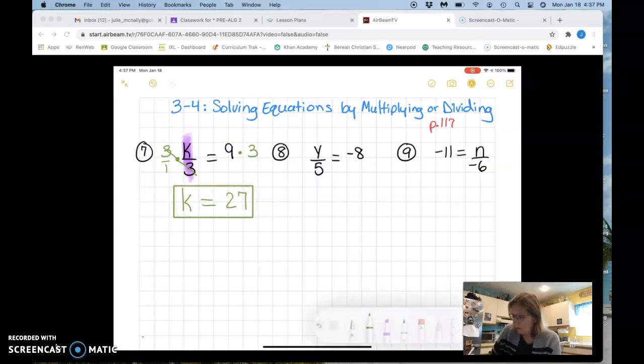Okay, so these are all going to be the same because they're all fractions. Fractions mean divide. So we are going to multiply by whatever's on the bottom. So this one I'm going to multiply by 5. Whatever I do to one side, I have to do the other. -8 times 5 is -40.